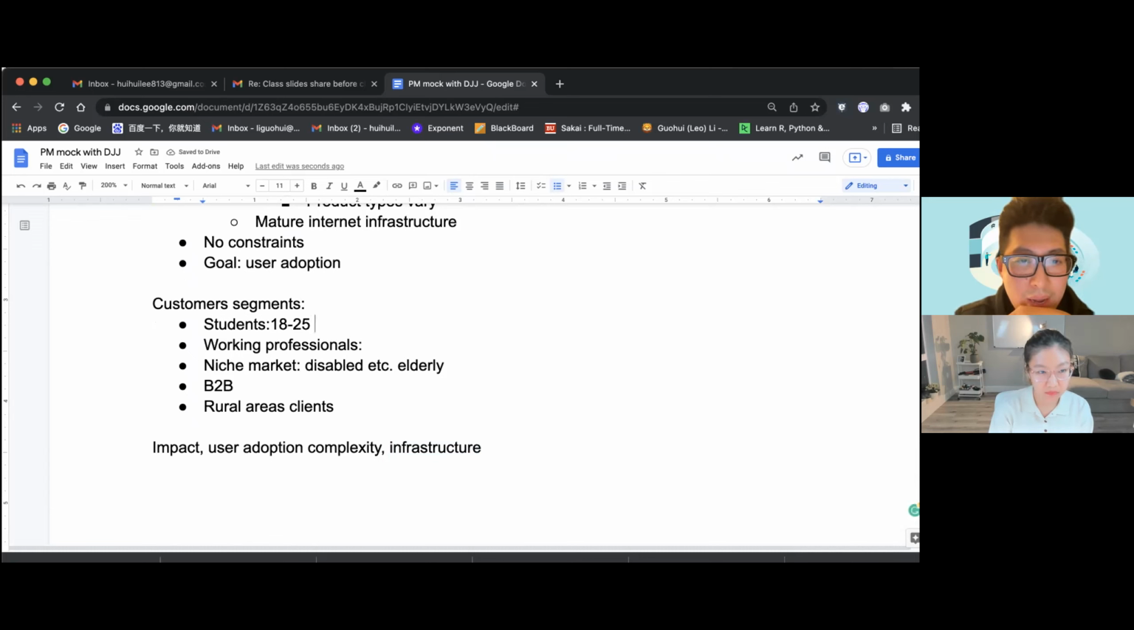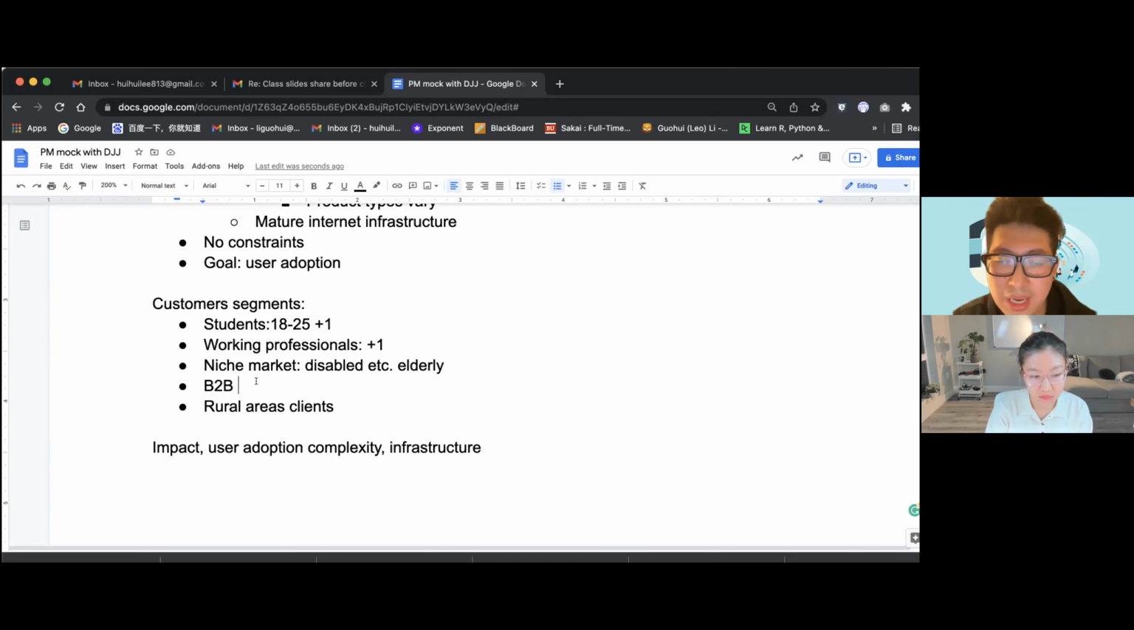So based on these three criteria, I will probably look at students: huge demand, user adoption is easy, and there's no infrastructure challenge here. And working professionals, same logic. For the elderly people, I think there is a relatively small user population here. And also, some people, when they're getting very old, are not ready to use smartphones or digital products, for example, if they're blind. I know there are some accessibility designs for those digital products, but in terms of the user population, it's still small here. So I will probably not go with that.